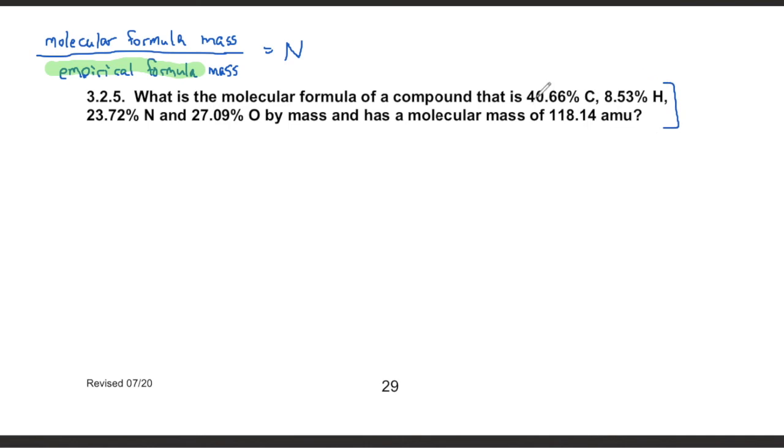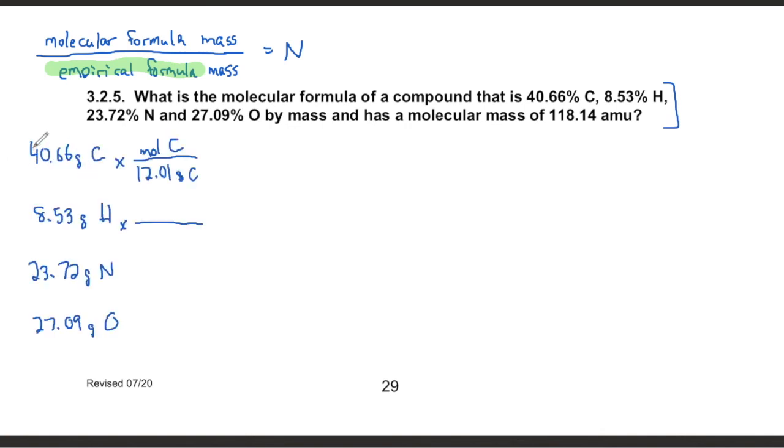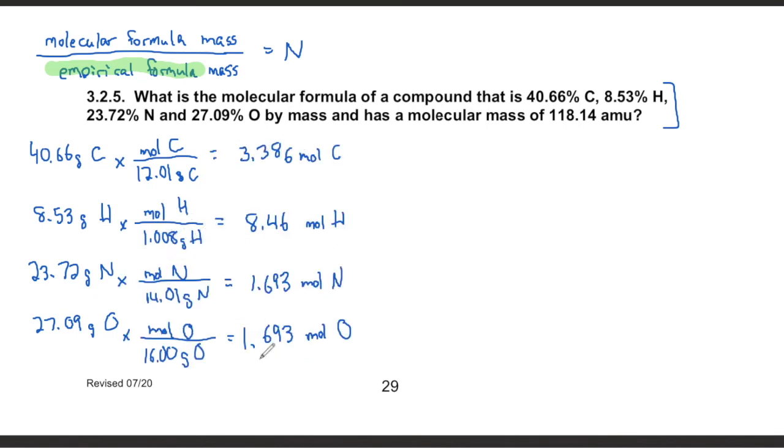Given the percents, remember our first step is to pretend we have 100 grams of this compound. So we pretend that we have 100 grams of the compound, and 40.66 grams would be carbon, 8.53 grams would be hydrogen, and so on. The next step is to convert all of these grams into moles with the molar masses. That gives us these numbers of moles of carbon, hydrogen, nitrogen, and oxygen. Then we pick the smallest number, which is 1.693, and divide all of these by that.